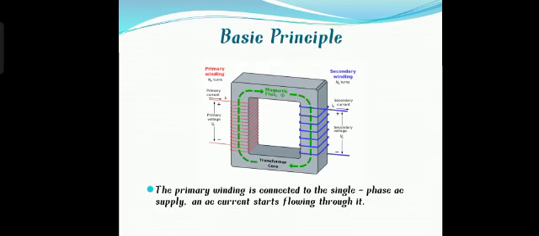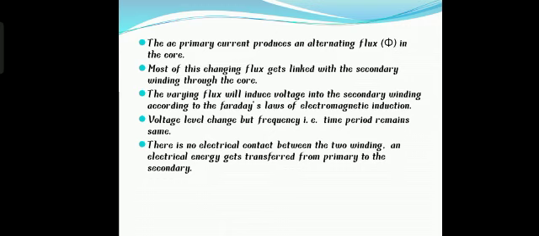Basic principle: the primary winding is connected to the single phase AC supply and AC current starts flowing through it. The AC primary current produces an alternating flux in the core. Most of the changing flux gets linked with the secondary winding through the core. The varying flux will induce voltage into the secondary winding according to Faraday's law of electromagnetic induction. Voltage level changes but frequency and time period remain the same. There is no electrical contact between the two windings and electrical energy gets transferred from primary to secondary.